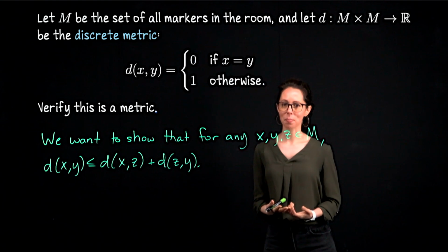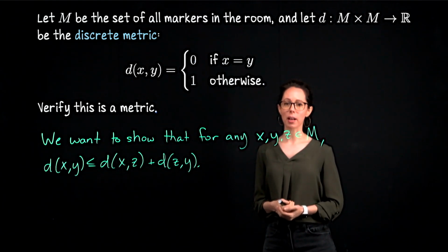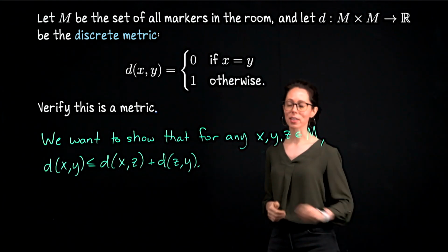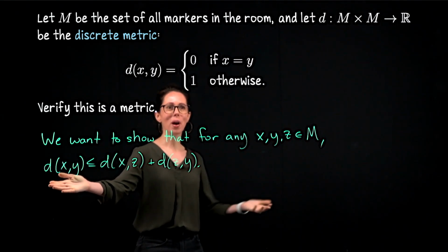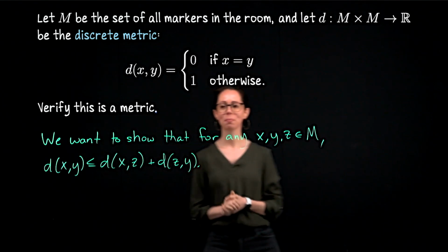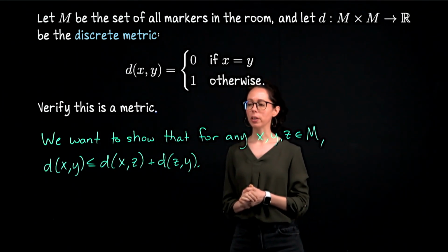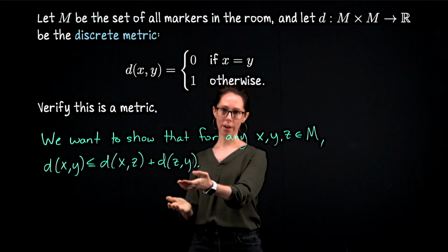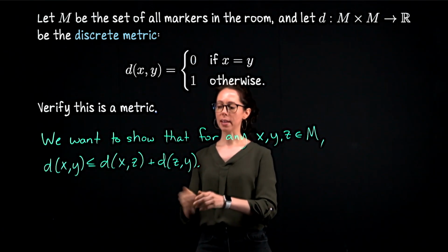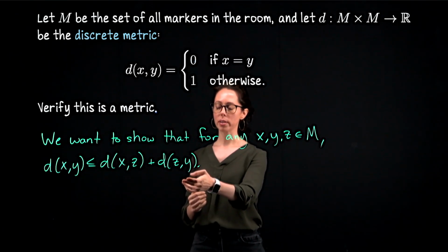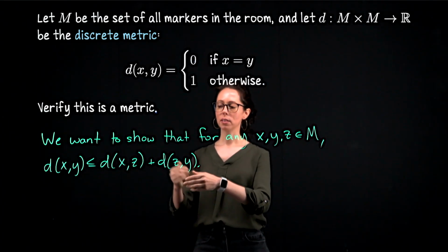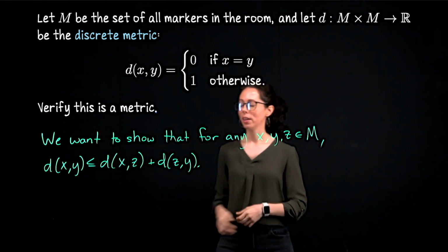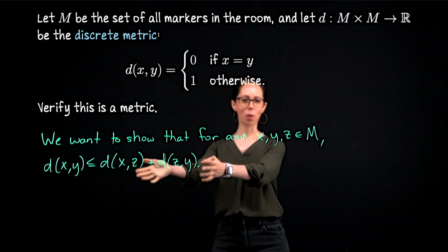For this particular metric, let's consider the values that are possible on both the left and right-hand sides of this inequality. On the left-hand side, either 0 or 1. That comes straight from the definition. On the right-hand side, we could be looking at 0 plus 0. We could be looking at 0 plus 1, or similarly 1 plus 0. Or we could be looking at 1 plus 1. Okay, so 0, 1, 0, 1, or 2.